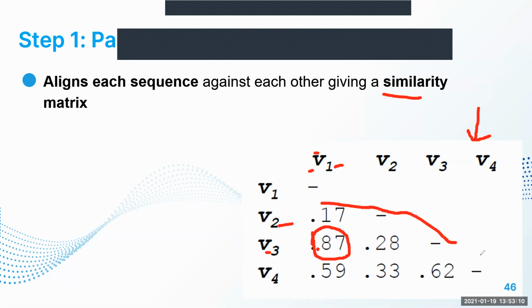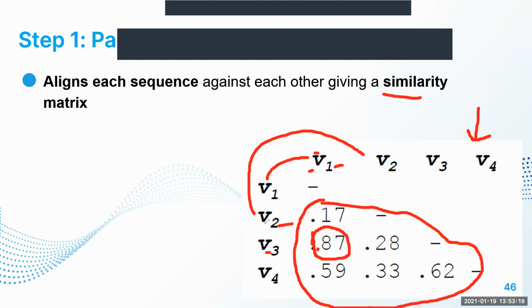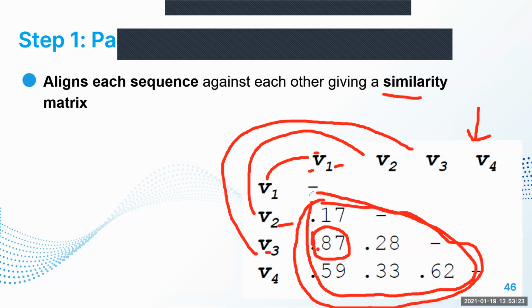Based on these values, we can then generate our phylogenetic tree. So you do some pairwise alignment, then generate these similarity values. We call this the similarity matrix. Based on this similarity matrix, we build some kind of a tree, like that.